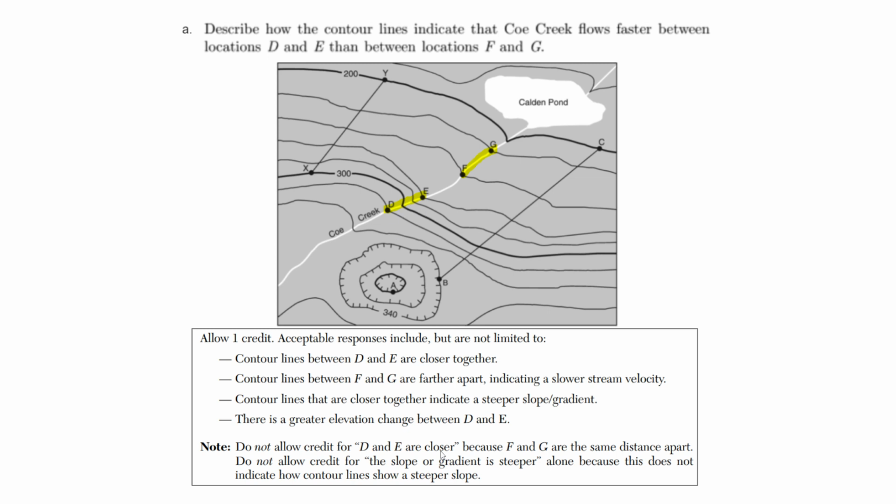So don't say that. Another thing you cannot get credit for is if you say the slope or gradient is steeper alone. If you only say that, you cannot get credit. You have to say how that impacts stream velocity, because if you just said that alone, it does not indicate how contour lines show a steeper slope. You also have to talk about the contour lines. So these are your options. Choose one.